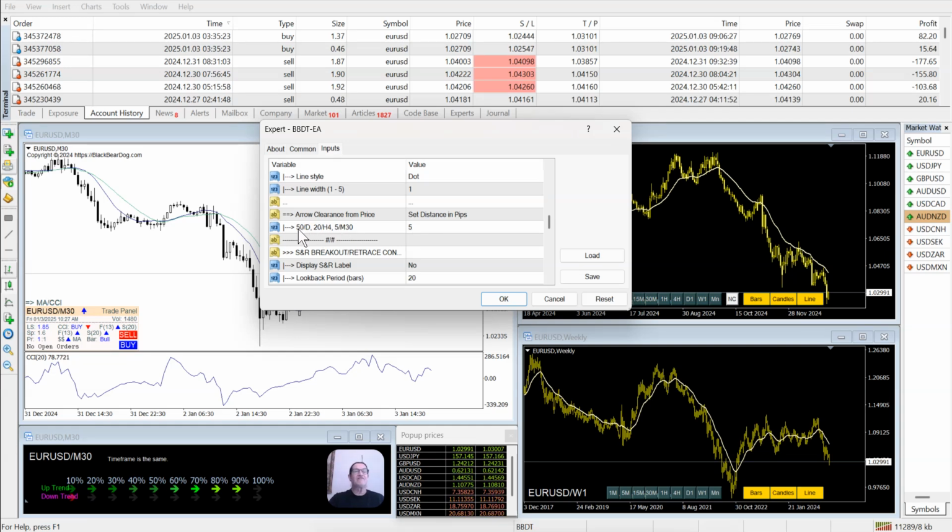On a daily chart 50 pips, but you can play with this number and put in there anything that suits you. That's the end of the configuration for the MACCI. If you decide to use the breakout retracement routine instead, then the configurations for this are as follows.